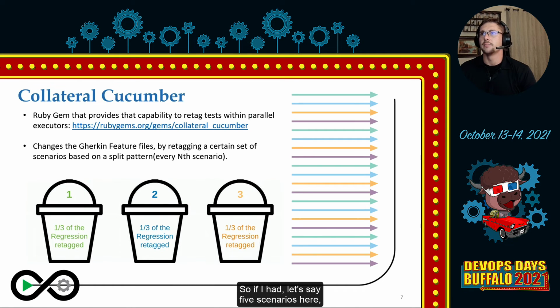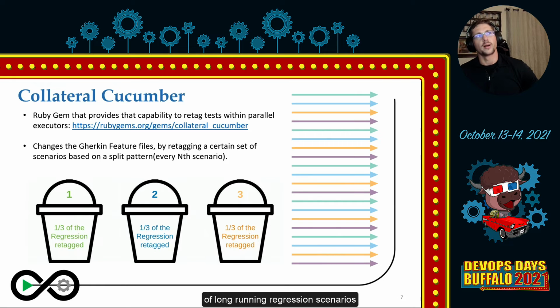So if I had, let's say, 5 scenarios here, scenario 1 would end up in bucket 1. Scenario 2 would end up in bucket 2, scenario 3 would end up in bucket 3, and then it would go back to bucket 1 and bucket 2 and put a scenario in each of those. So this round robin, every nth scenario getting assigned to a different bucket, allows us to split up scenarios, and that benefits us because we don't have those chunks of long running regression scenarios that would otherwise hamper our ability to efficiently split up the regression.